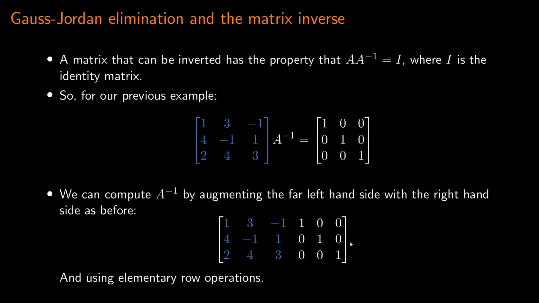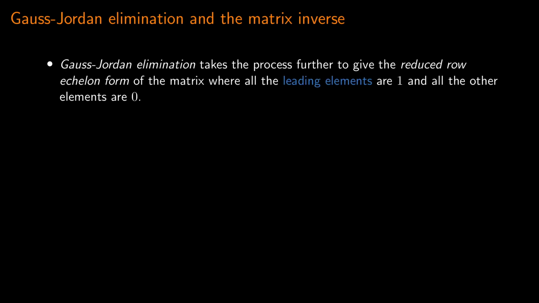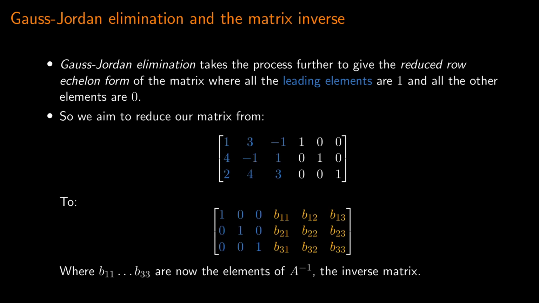And now we're going to use the same elementary row operations that we did before to process this matrix in exactly the same way as we did for solving the system of linear equations. So I've written that here. Gauss-Jordan elimination is different in that it simply takes the process further to give what's called the reduced row echelon form of the matrix, where all of the leading elements are 1 and all of the other elements are 0. So as we work through this, we'll see what that means.